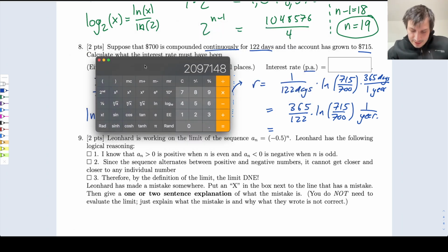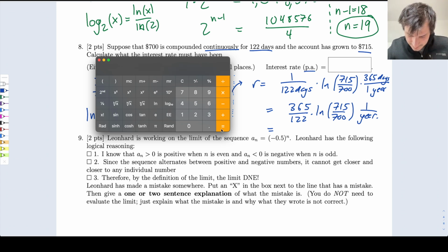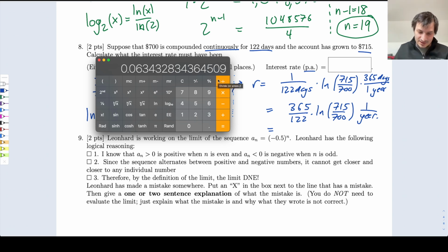Bring that up. 365 divided by 122, that's the first number. And I've got to do 715 over 700. That's this 1 point number. I do the ln. I think I've lost the first number. Okay, let's start over. 715 over 700. Do the ln. Boom. That's the ln part. And then I multiply by 365. And then I divide by 122. And that is 0.0634.